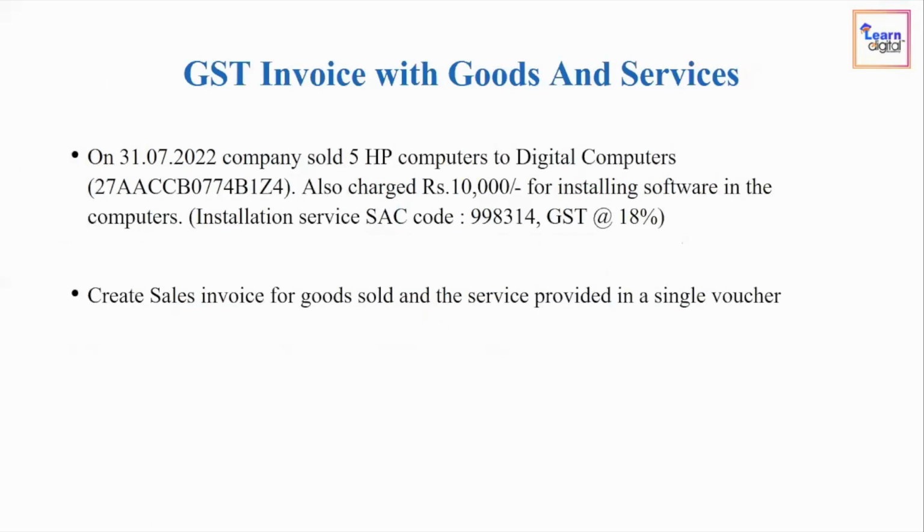And the next part is GST invoice with goods and services. Now here we will merge both goods and services in a single invoice. On 31st July, the company sold 5 computers to Digital Computer. The GST number is given. Also charge 10,000 for installing software in the computers. So we've sold computers, that is goods, and also provided installation service. So in a single invoice we will charge for the goods sold and the service provided. So let's start creating this invoice.